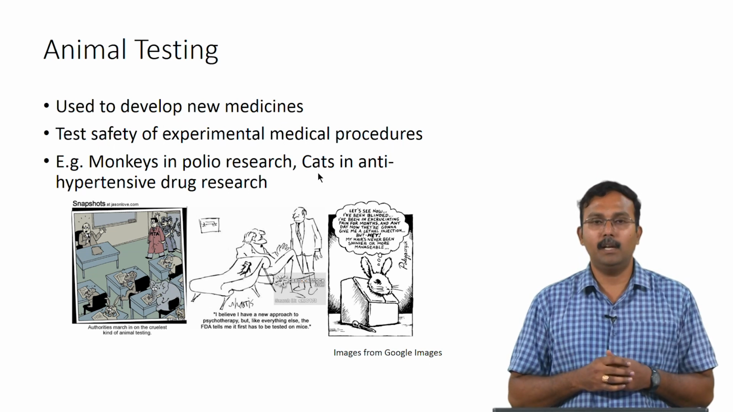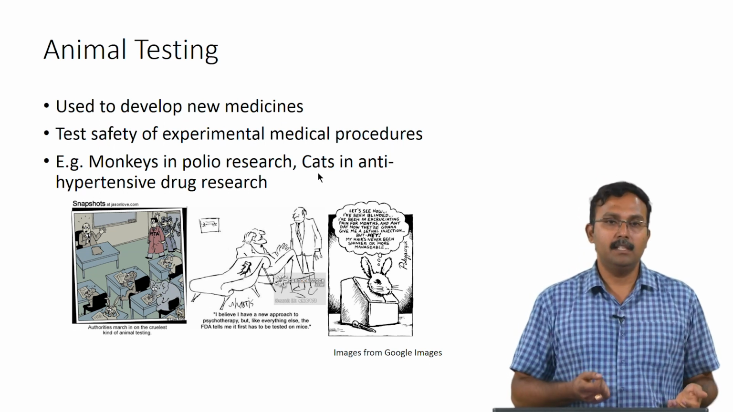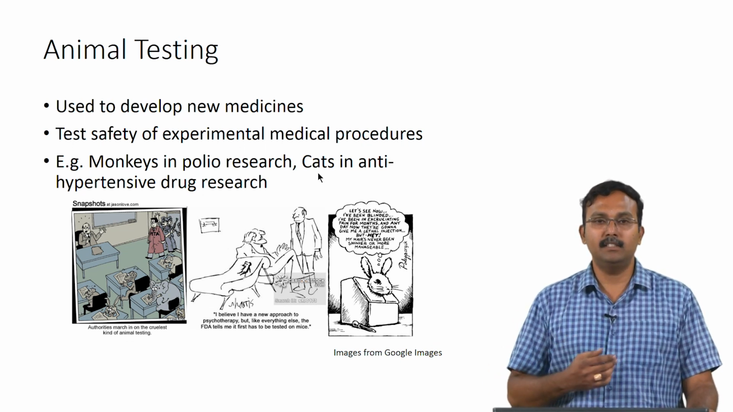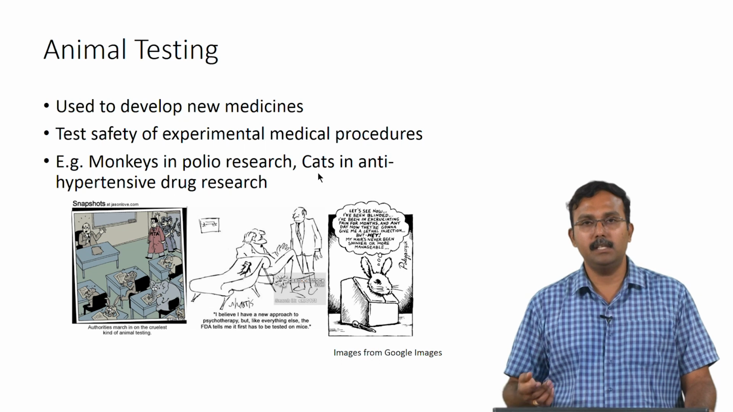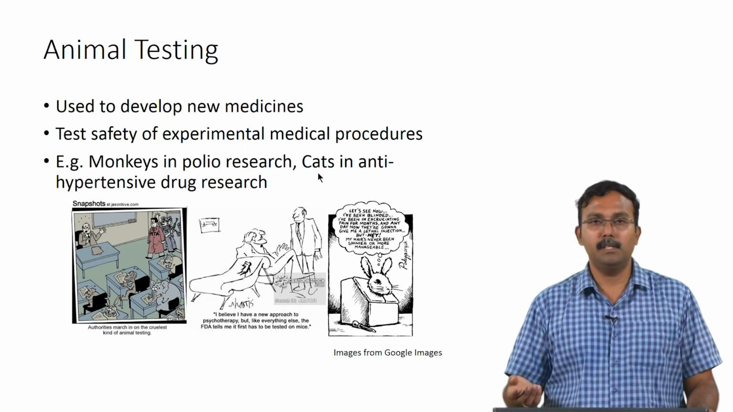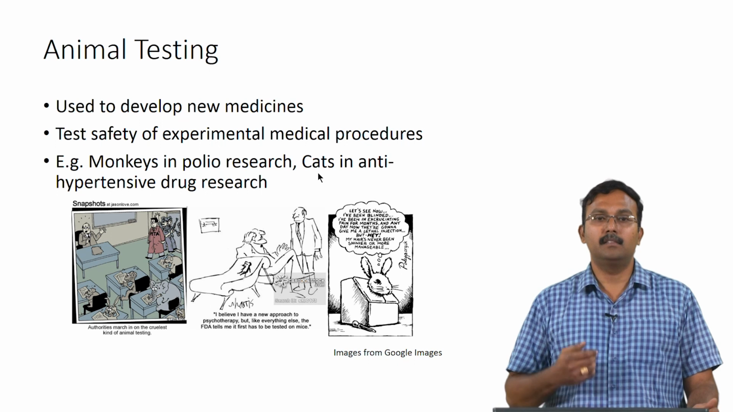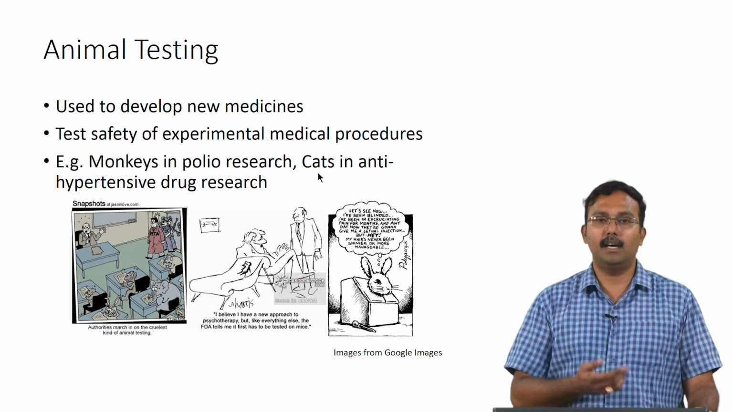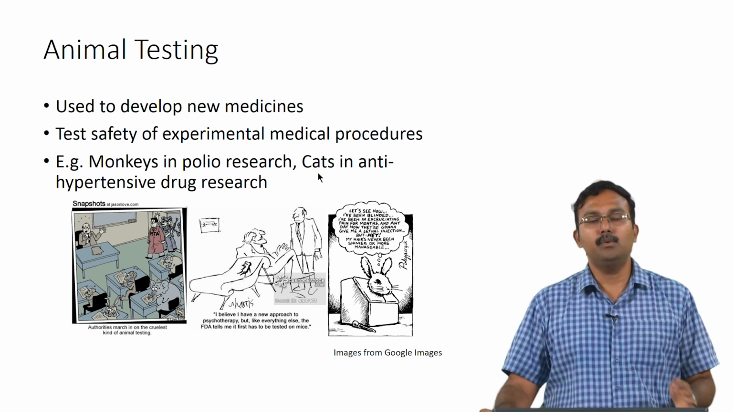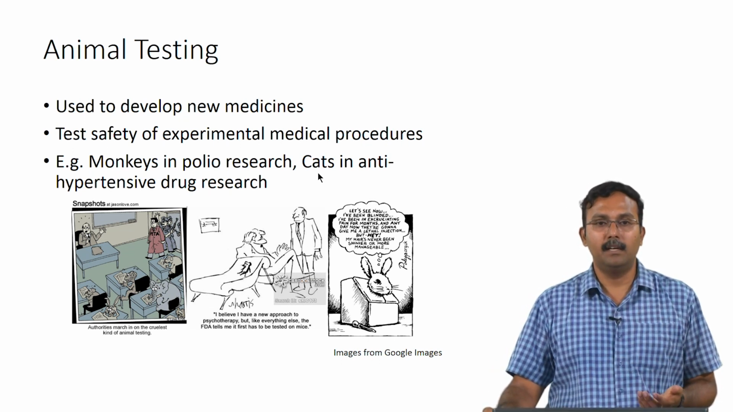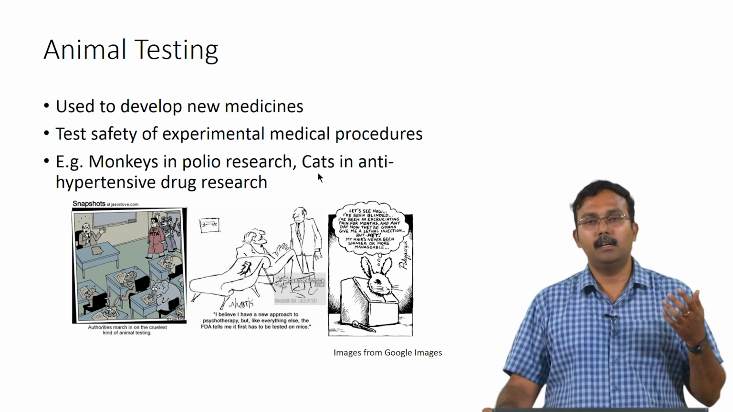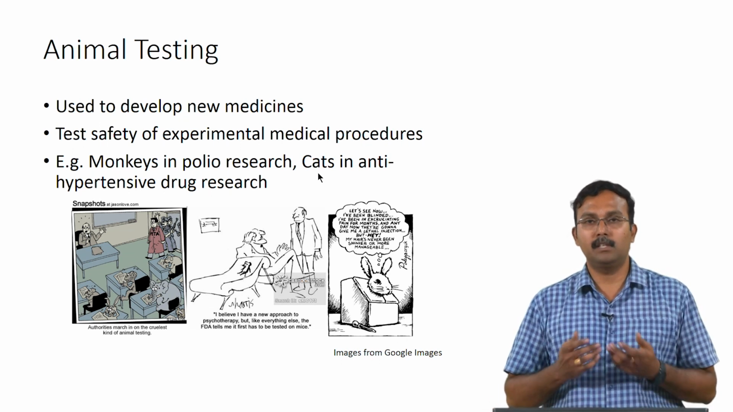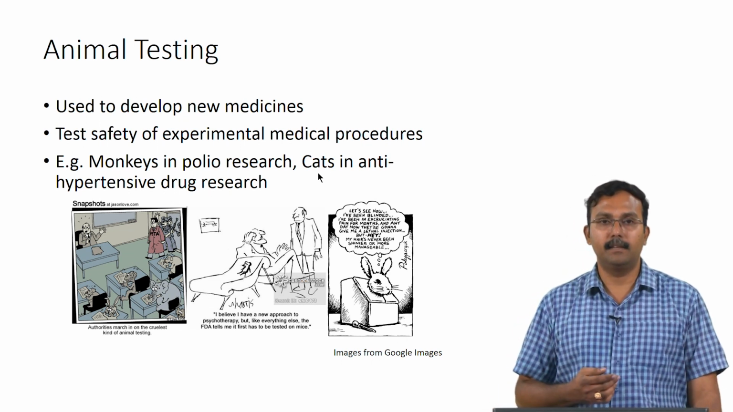When you are talking about animal testing, people have done this in the past. It is used to develop new medicines or therapies. Testing the safety of experimental medical procedures is important to be done in animals before it can be tested in humans. Some of the examples would be monkeys which were used for polio research, or cats for hypertensive drug research. So, these are some of the common things which people have done. However, is this acceptable? Is this truly a representative model? Those are some of the questions which cause an ethical debate.